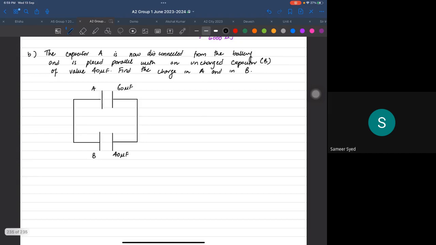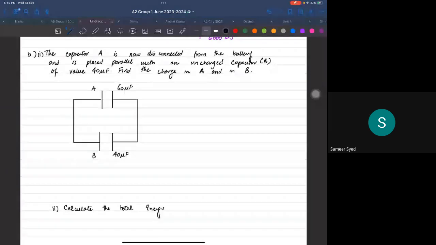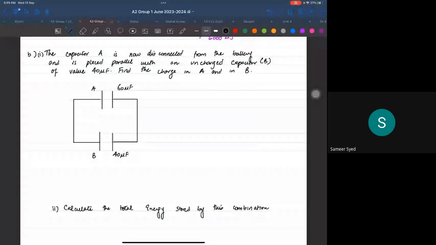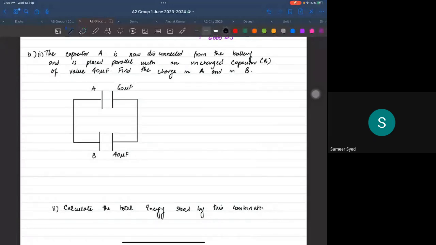And once you've done that, then in part 2, we will also need to calculate the total energy stored by this combination. Okay, part 1 first.